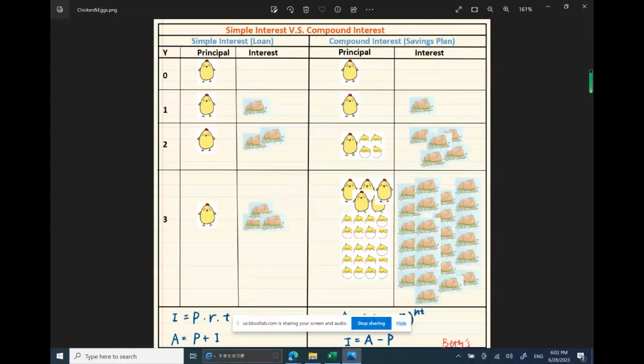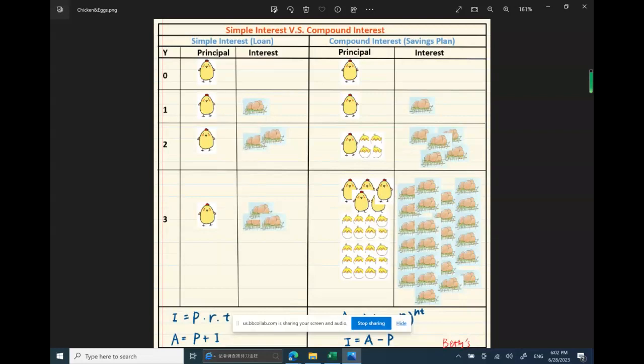Let's say at the very beginning you have one chicken. You invest in one chicken. Then during the first year, the chicken lays 4 eggs. So by the end of year 1, you have your chicken as the principal. You also have the 4 eggs as the interest from the first year.